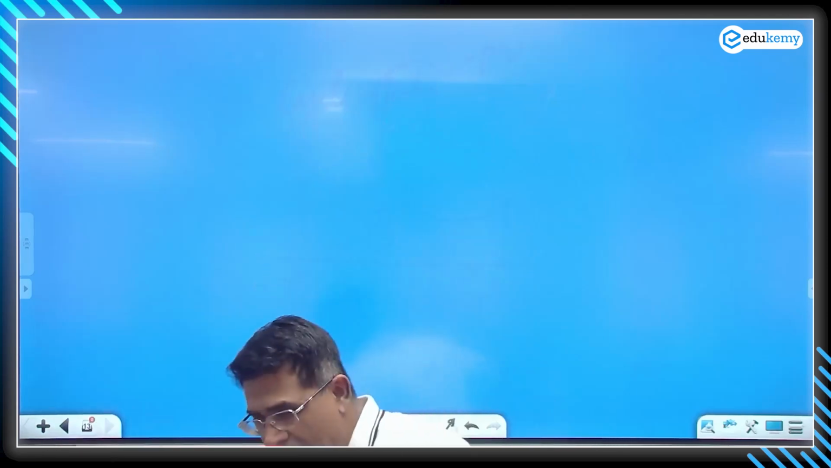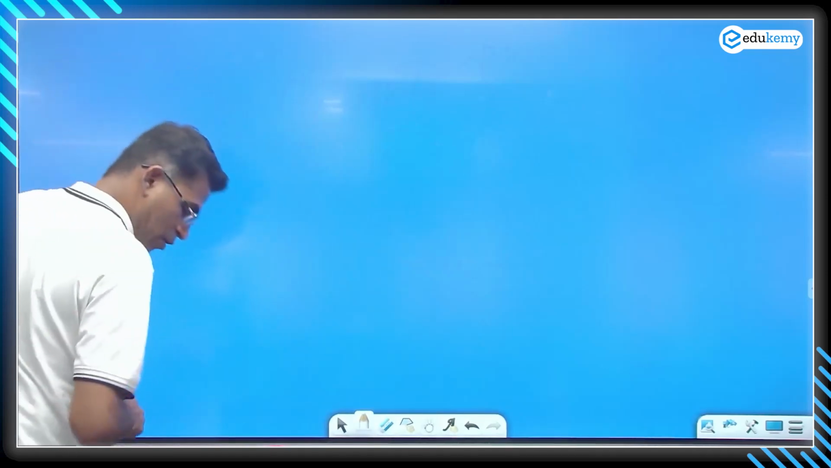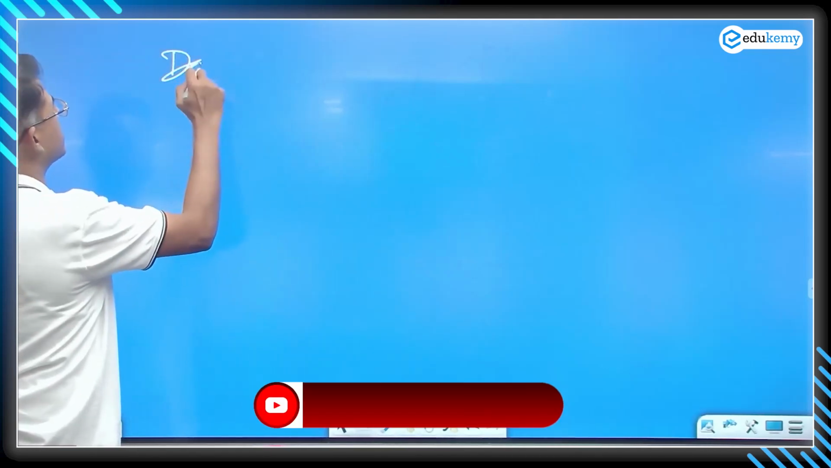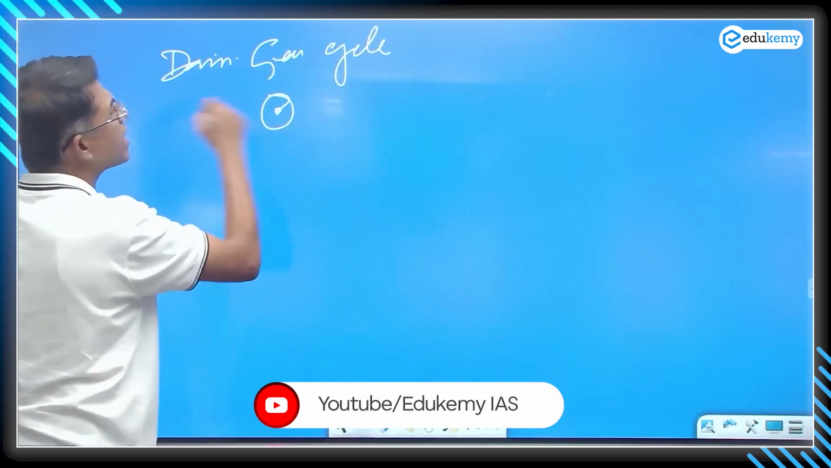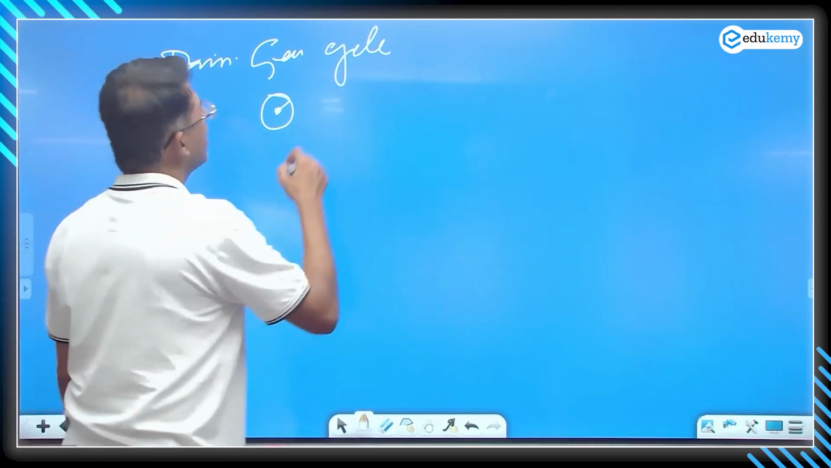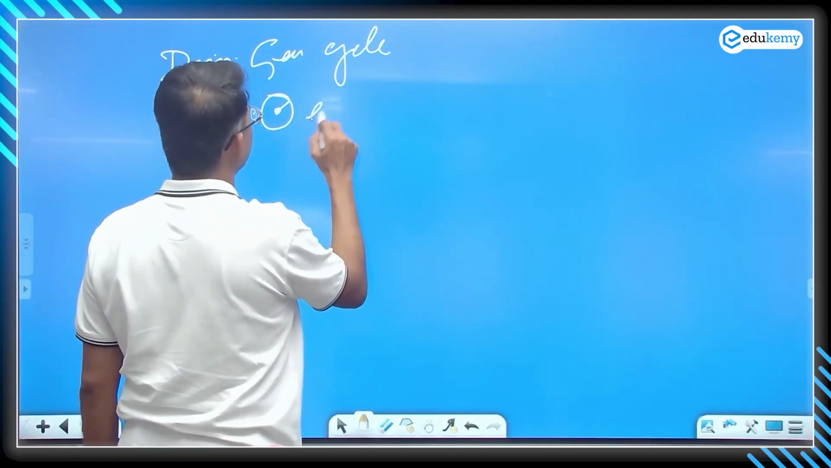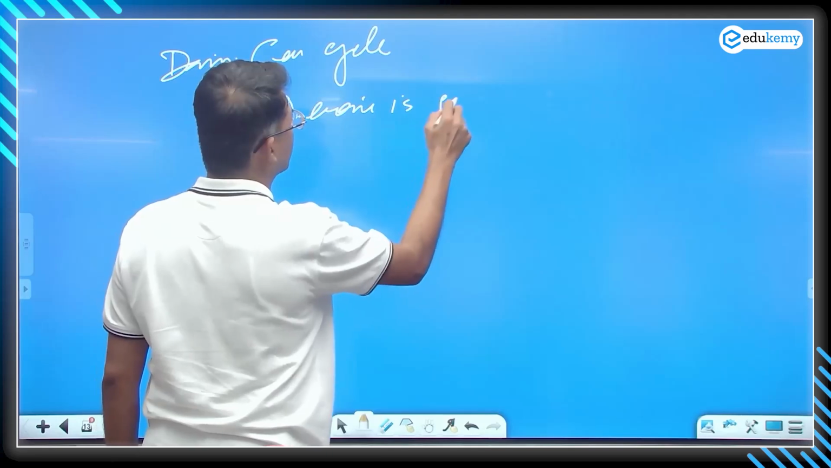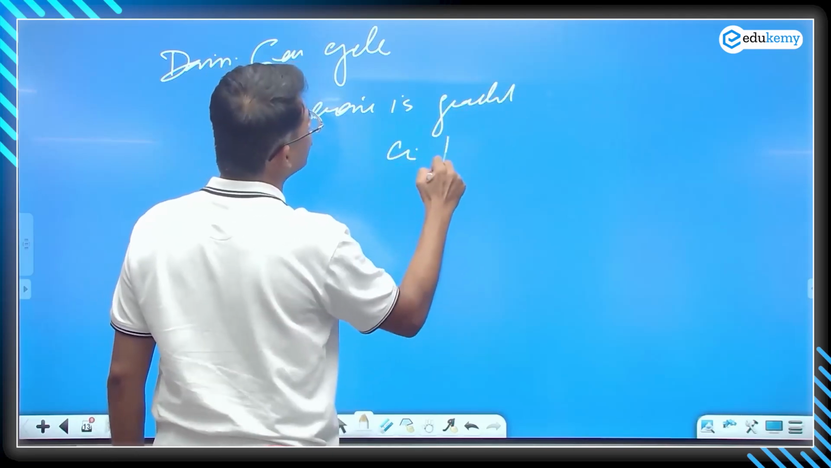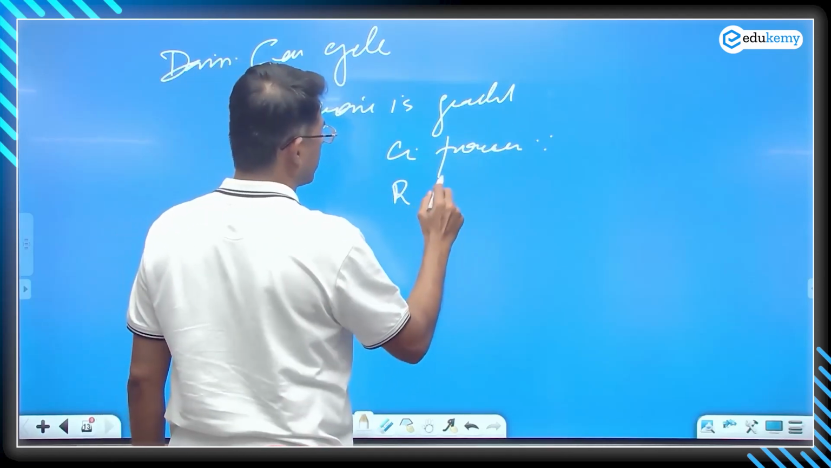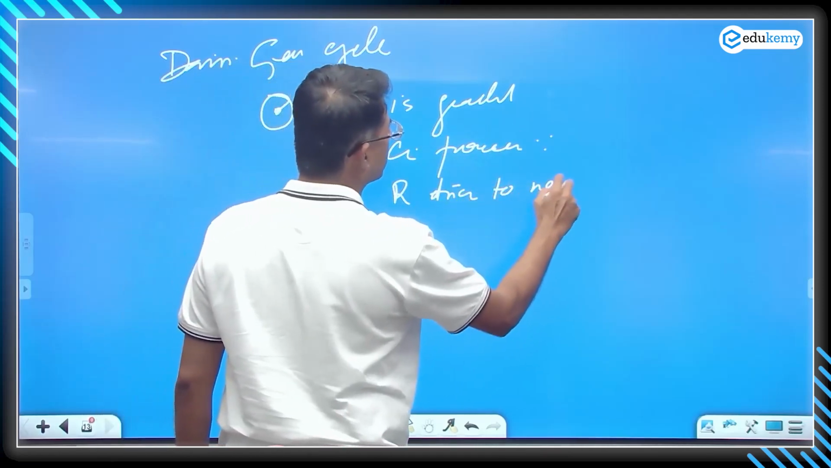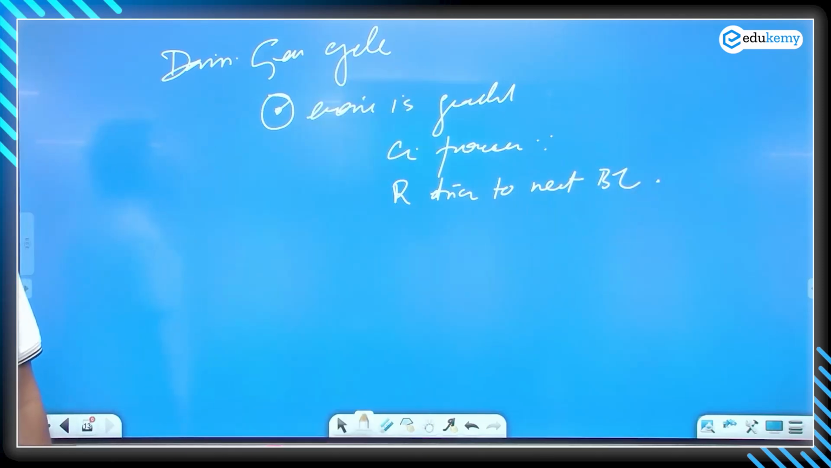So watch here. In the concept of the Davis geomorphic cycle, what were the key ideas? The key idea is that erosion is a gradual, continuous process because a river tries to meet the base level.